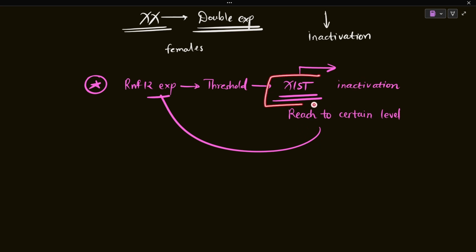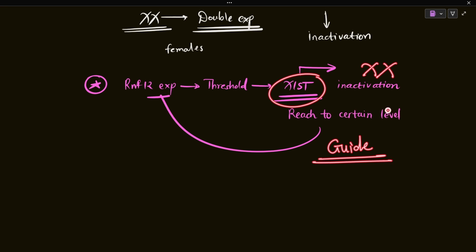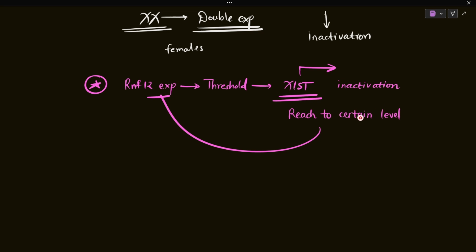What if the Xist expression goes up to a level where it can inactivate both of the X chromosomes? Because Xist RNA, the long non-coding RNA, acts as a guide. It covers the X chromosome, and that is how it inactivates the X chromosome. So if the expression is much more than what is desired, it can inactivate both X chromosomes. To avoid that, once the expression reaches a certain level, we silence the RNF12 expression. Now RNF12 is silenced, so it can't activate Xist further. So it is kind of self-regulation.